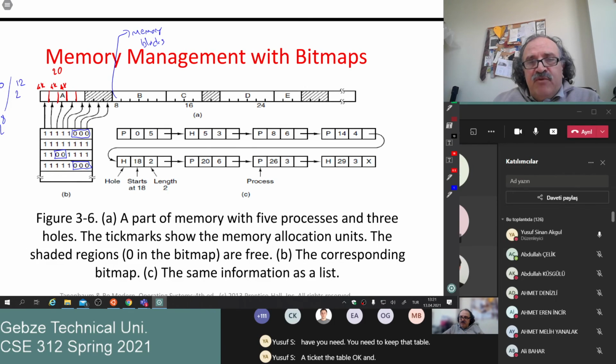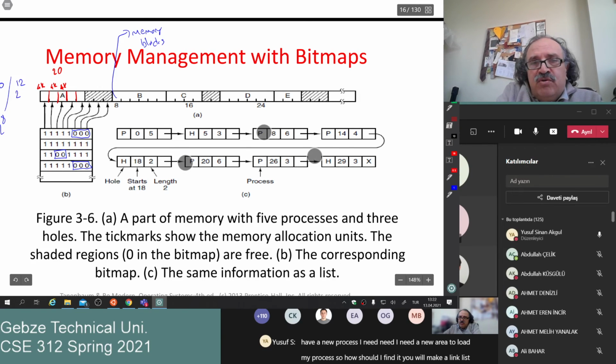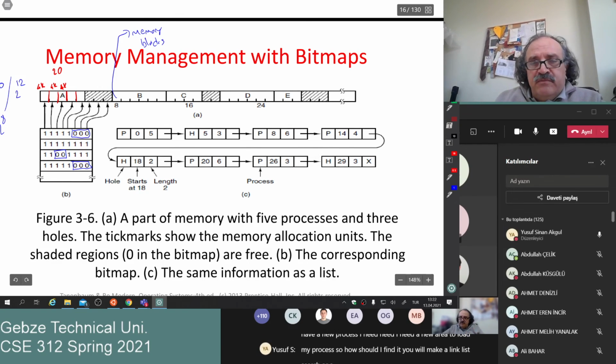One problem for the operating system is finding the empty spaces in this memory management data structures. So I have a new process. I need a new area to load my process. So how should I find it? You will make a linked list search or a bitmap search. Okay.